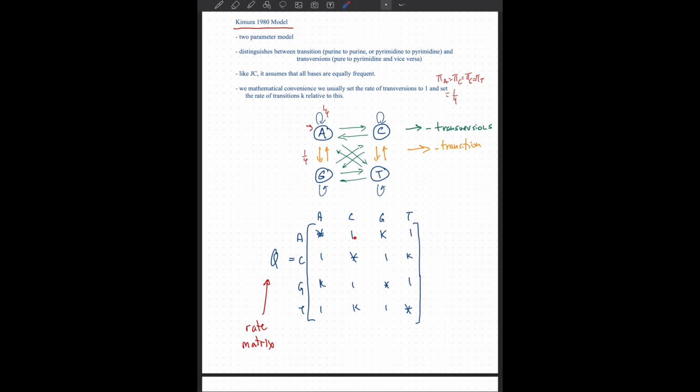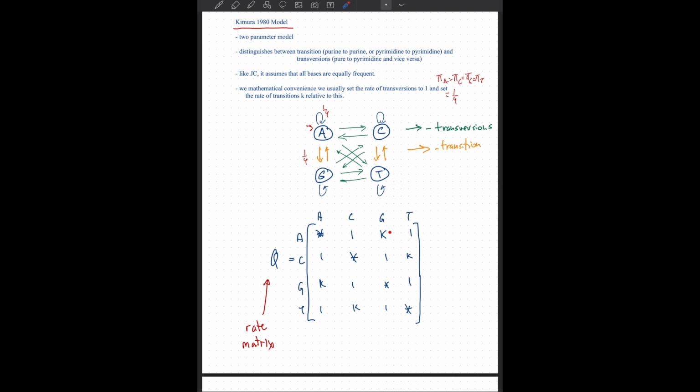I could set this to be 2, then I would just set this K to be 2 times K, right? I would just update it to be 2 times K. And if I wanted this guy here not to be 1 but a half, then I would set K instead to be K over 2, right? So there's no reason to have 2 separate parameters. By convention you just say that transversions is 1, and then calculate the ratio for K.